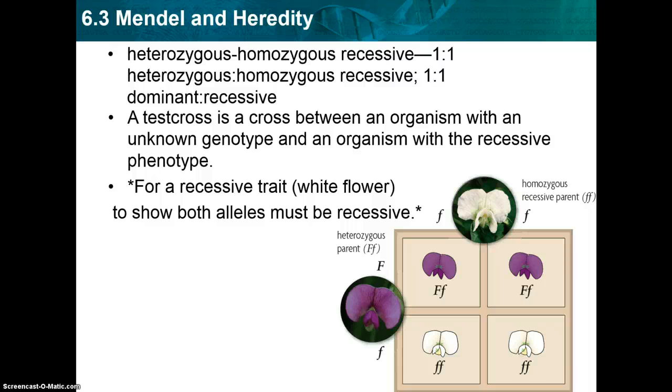A test cross is a cross between an organism with an unknown genotype and an organism with a recessive phenotype. So with the recessive trait, you know it's present, and you can know the possibilities of the outcome. For a recessive trait, white flower, to show, both alleles must be recessive.